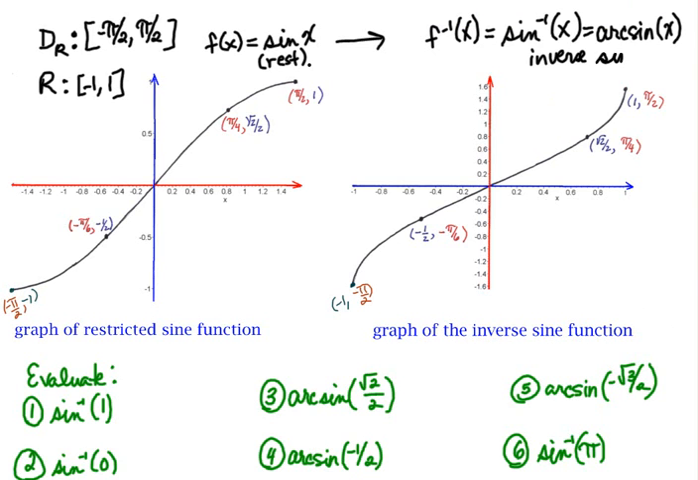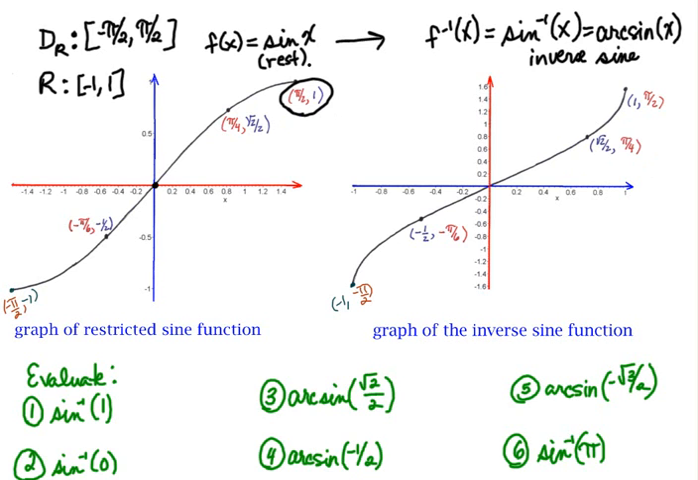Well, the way that we get the graph, if we know the graph of the original function, to get the graph of the inverse function, we interchange the ordered pairs. So in other words, this (pi over 2, 1) would become (1, pi over 2). Pi over 2, square root of 2 over 2, sorry, I said pi over 2, didn't I? Pi over 4, square root of 2 over 2 would become square root of 2 over 2, pi over 4. So we're just interchanging the x and the y.